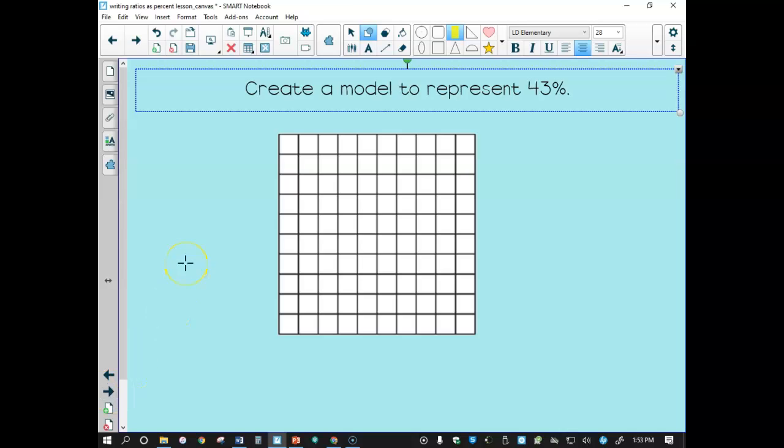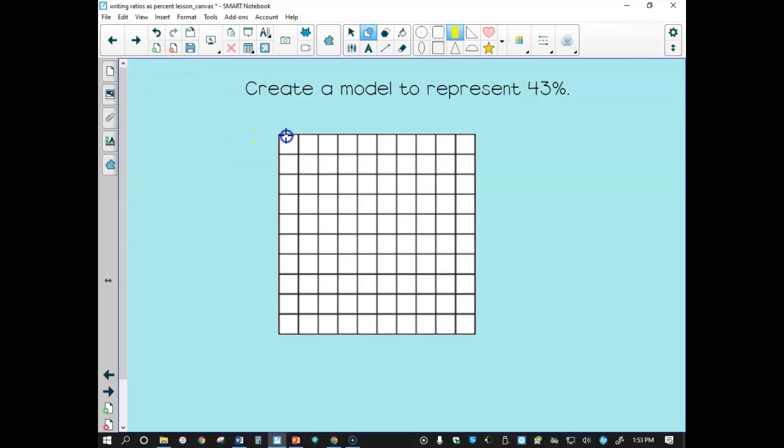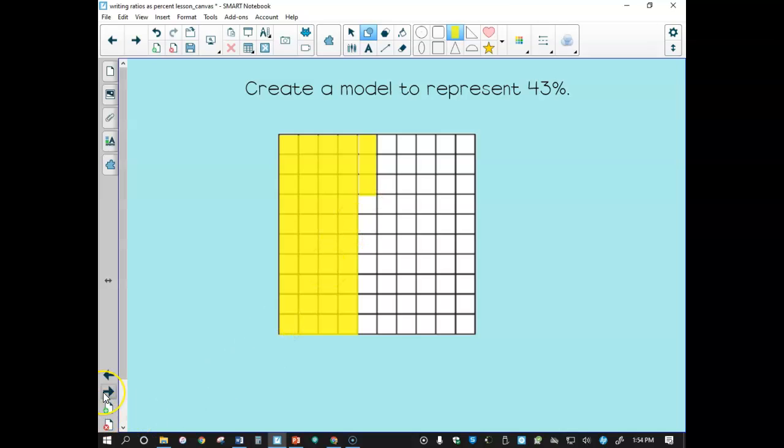Now I want to create a model to represent 43%. So I need to shade 4 columns, 10, 20, 30, 40. So there's 40, but I need 43, so I'm going to have to shade 3 more. And now I have created a model that represents 43%.